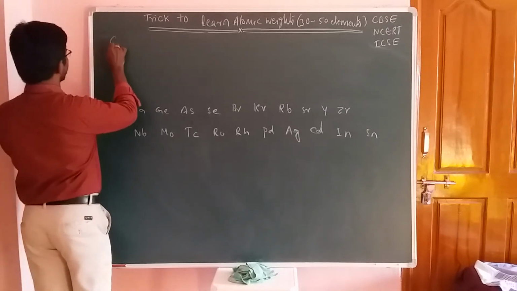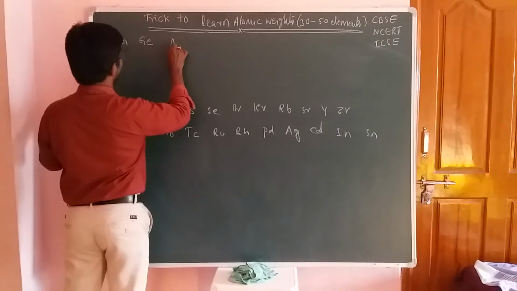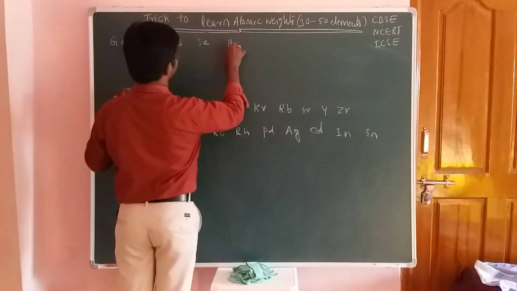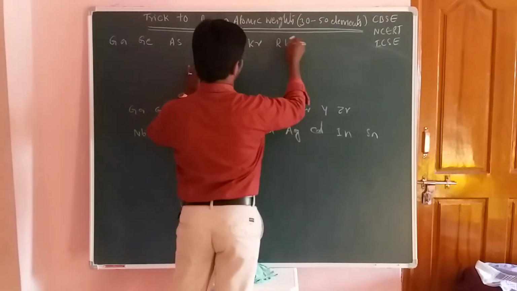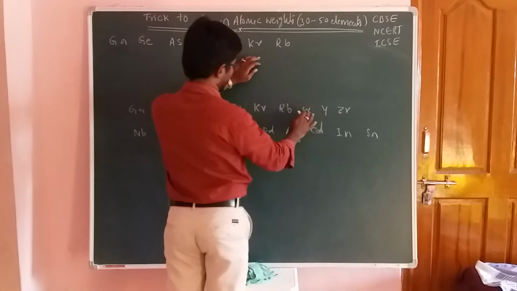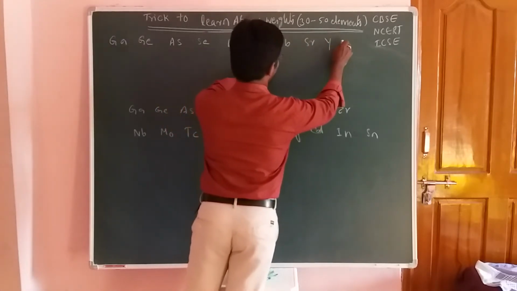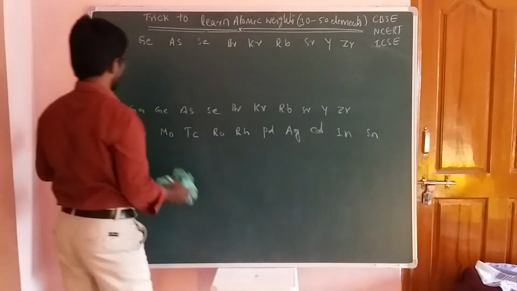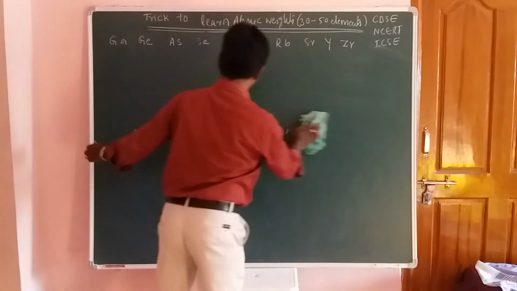Now first one is gallium, germanium, and next one is arsenic, selenium, next one is bromine and krypton. Now next element is rubidium, next one is strontium, and next one is yttrium, and next one is zirconium, okay friends. So these are the elements, those are from 31 to 40 elements, okay friends.